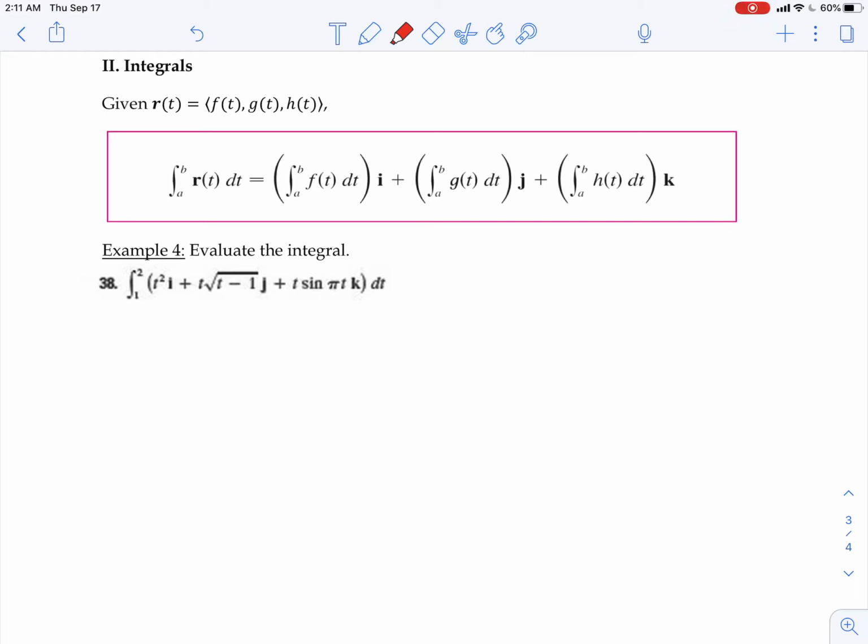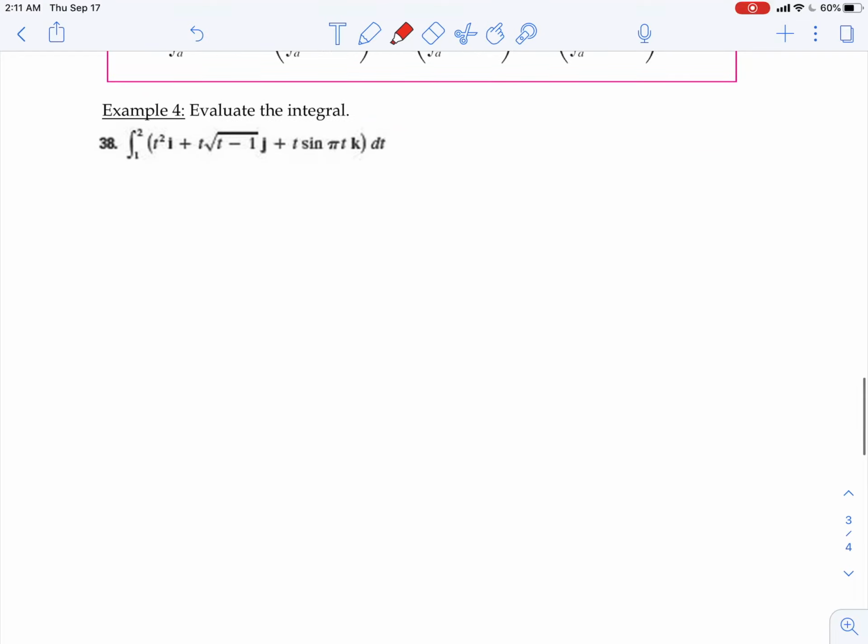For example 4, we're going to evaluate the integral from 1 to 2 of this vector function, t squared i plus t squared root t minus 1 j plus t sine pi t k dt. There are multiple ways to do a few of these, but I'm going to show you my way, and hopefully your answer works out to mine. If your answer does not work out the same as mine, then ask me a question in class, so we can fix everything. So let's look at it.